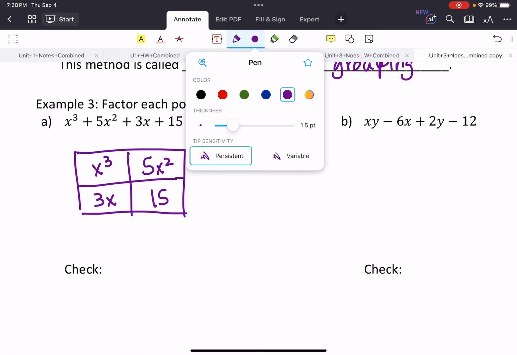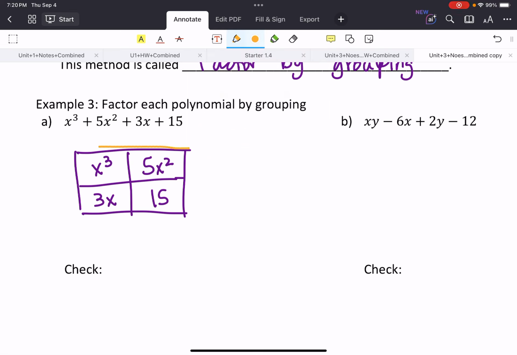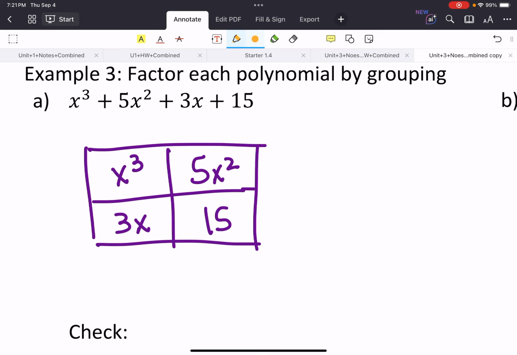So then what I'm going to do is find some greatest common factors. First I'm going to look at this row right here. So just in that row, the greatest common factor, remember it can be more than just numbers, so we're going to have a greatest common factor of x squared there.